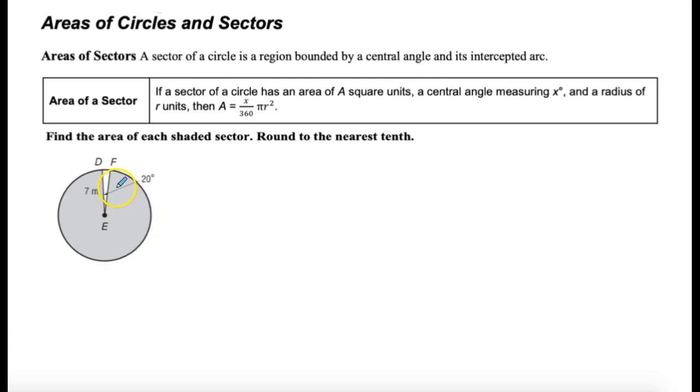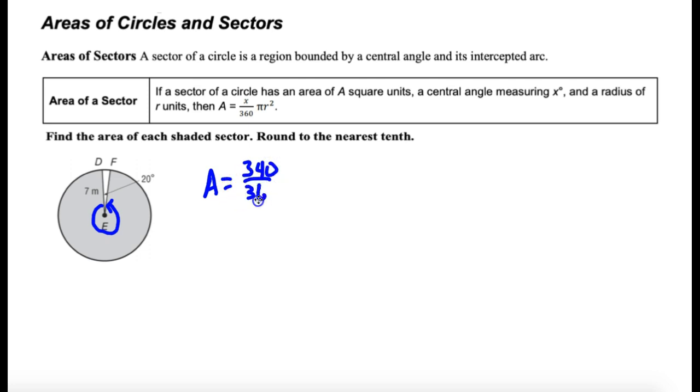So here, if I want the area of the shaded sector, it's almost the entire circle, right? Just missing this little sliver. So what we want to think about is, well, if this little sliver that I don't want to include is 20 degrees, what's the degree measure of this part? Well, if I know the whole circle is 360 degrees, and I just don't want to include this 20 degree part, I would just take 360 minus 20 and get the part that I do want is 340.